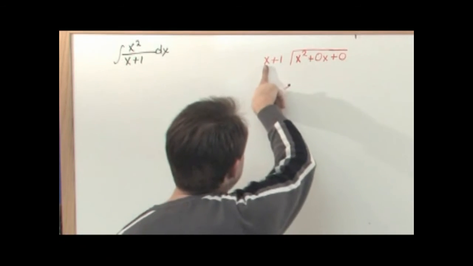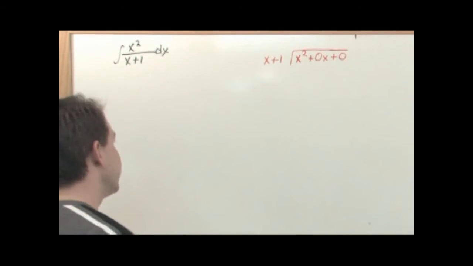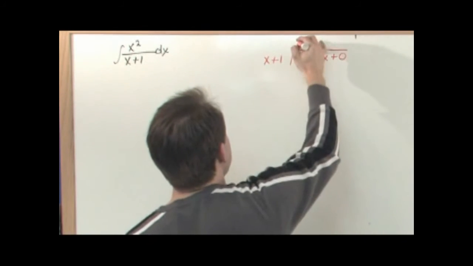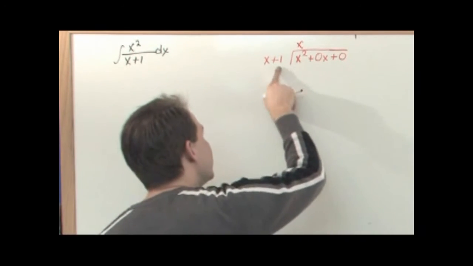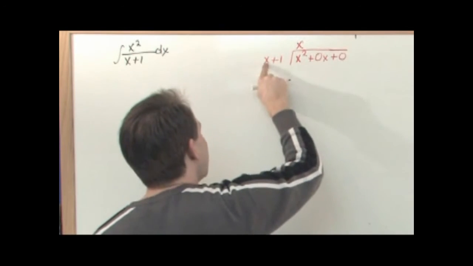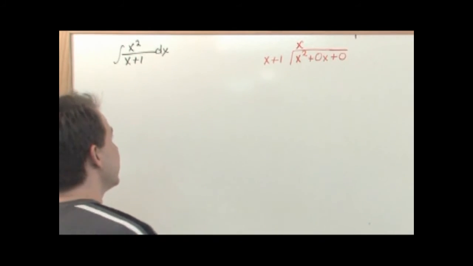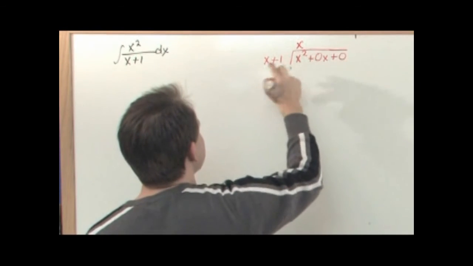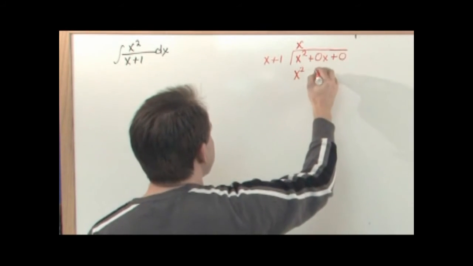You look only at the x and you see how many times it can go into x squared. How many times can x go into x squared? Well, the answer is it can go x times, because x times x is x squared. You don't look at the 1, you don't look at this other stuff, you just look at x and how many times it can go into x squared. So do this multiplication. x times x is x squared. x times 1 is x.